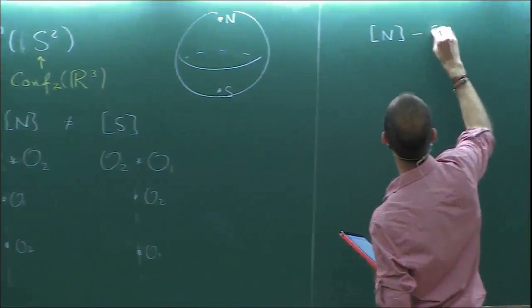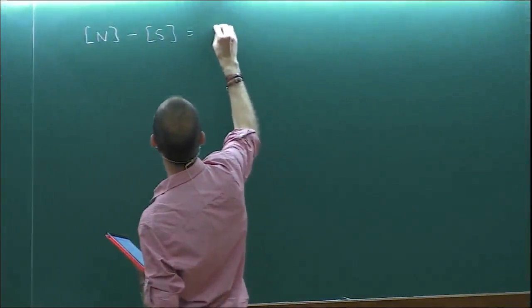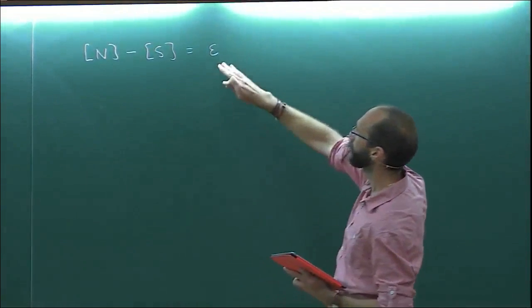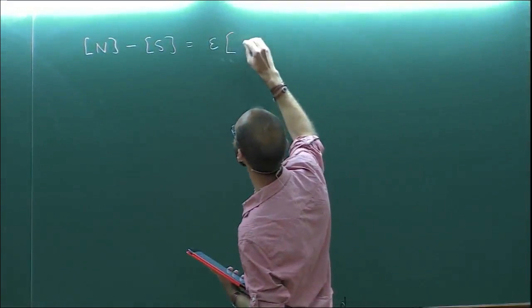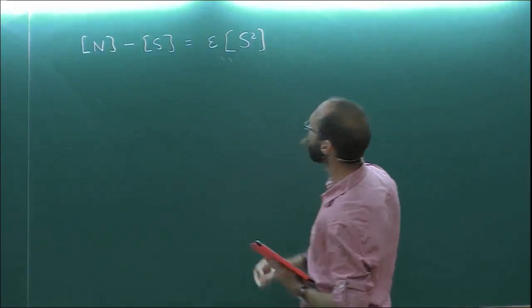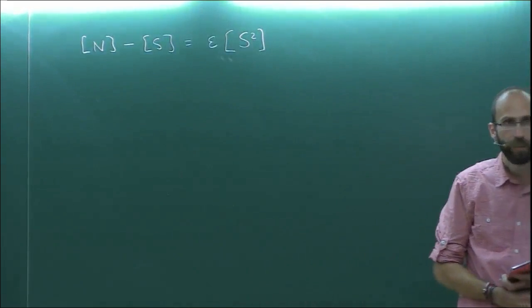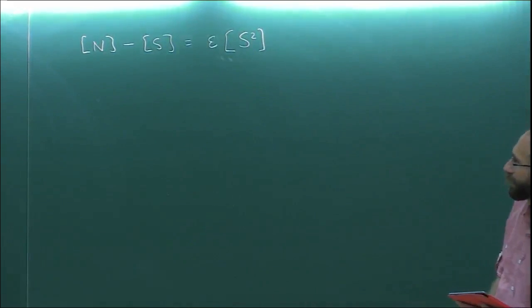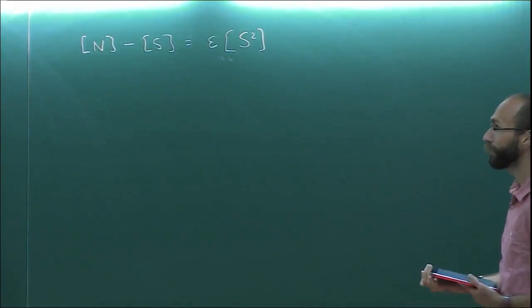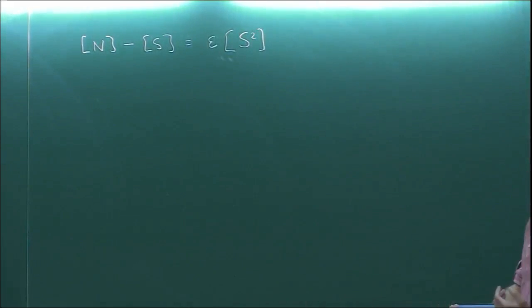Their difference is epsilon times the class of the two-sphere. And at least when I first encountered this, the formula for me was much more familiar from equivariant cohomology, yes?